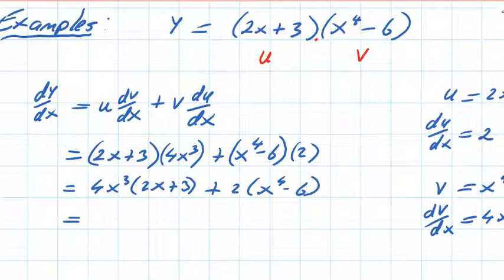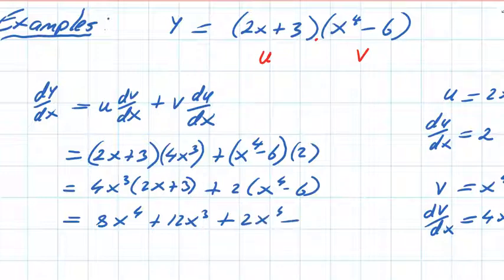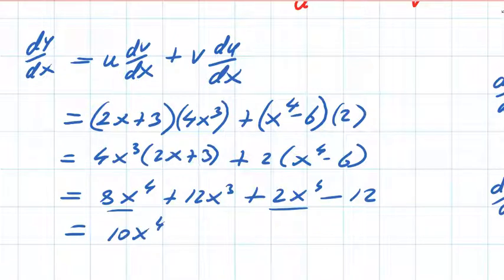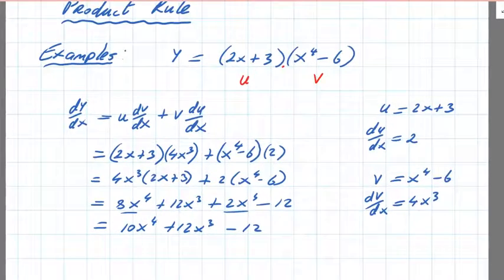Maybe just finish it off. 2 times 4 is 8, x to the power of 4. Multiply out the x's, plus 3 by 4 is 12x cubed, plus 2x to the power of 4 minus 2 sixes is 12. So the differentiation is over at this stage. It's just a matter of tidying up with algebra. So now we've got 8x to the power of 4, and 2x to the power of 4 is 10x to the power of 4 altogether, plus 12x cubed minus 12. So that's our first example done on the product rule.